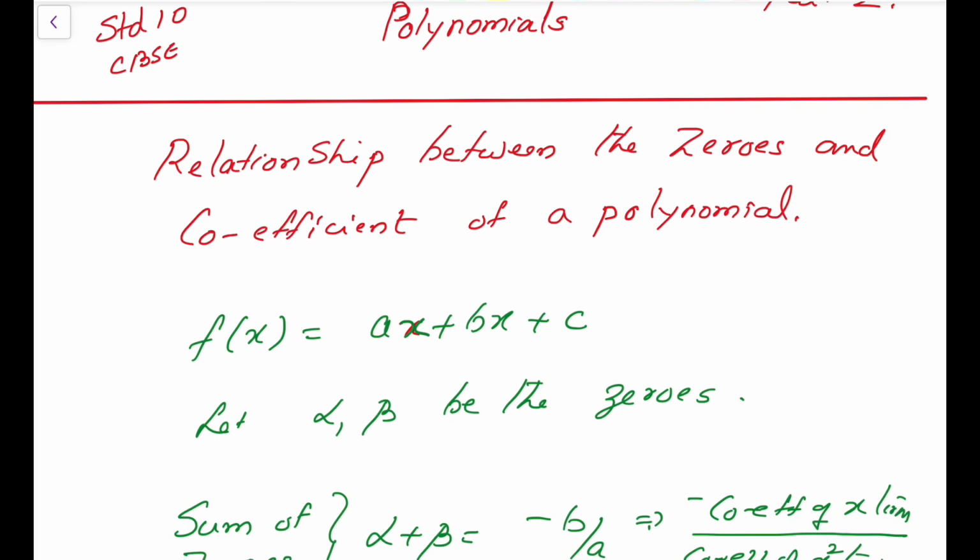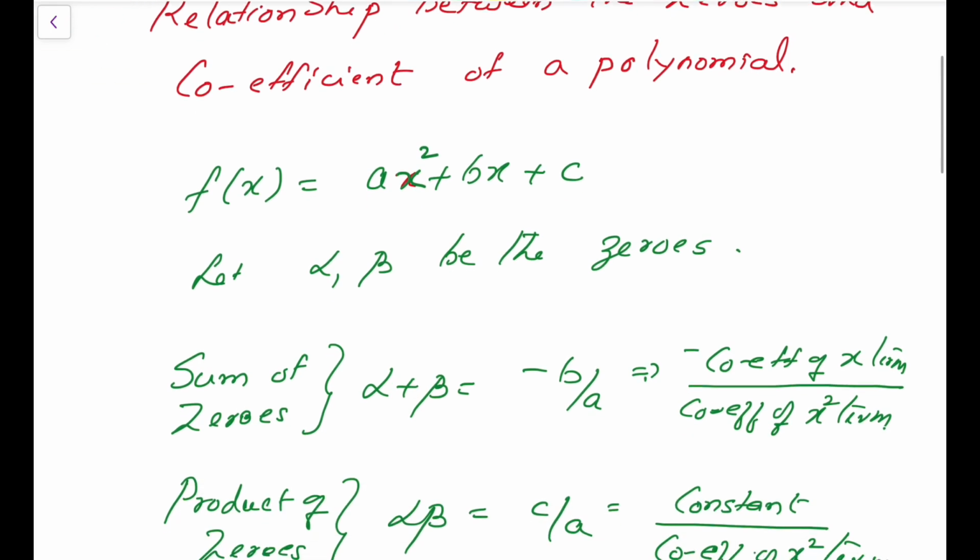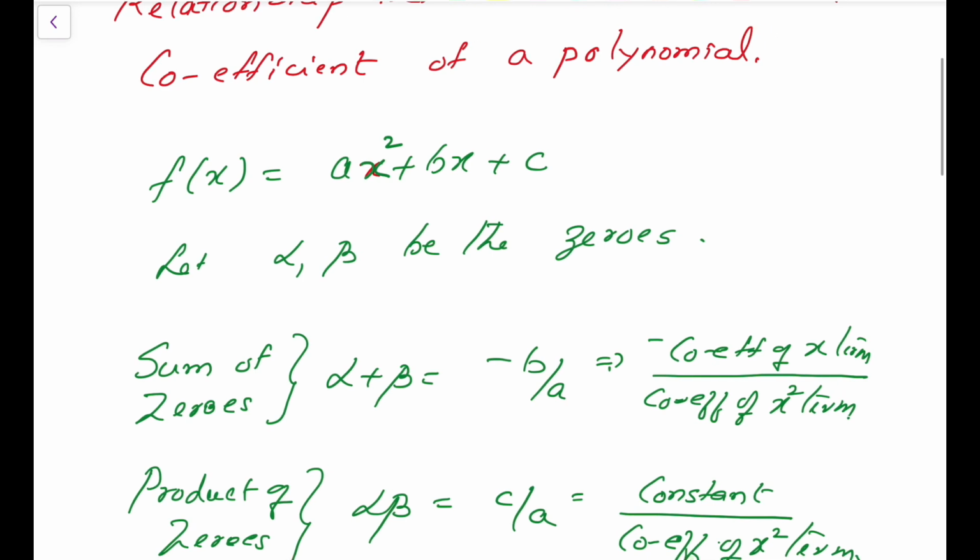Now let the polynomial be f of x is equal to ax squared plus bx plus c, and we learned about what are zeros. Zeros is the value which will satisfy the equation. So for a quadratic polynomial, you can have maximum of 2 zeros. So let alpha and beta be the zeros. Now we are going to learn the relationship between the zeros and the coefficient of the polynomial.